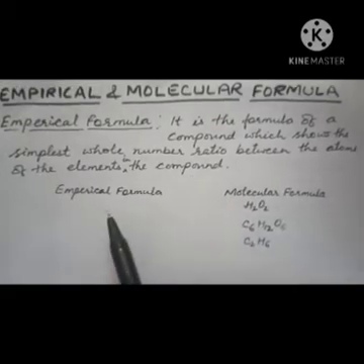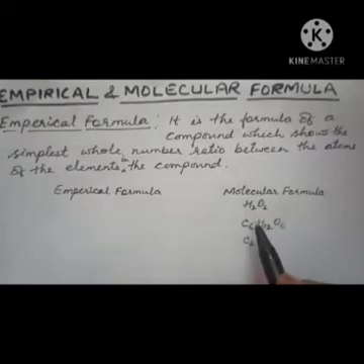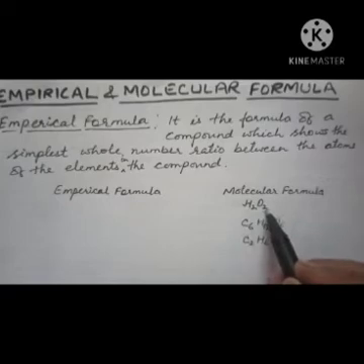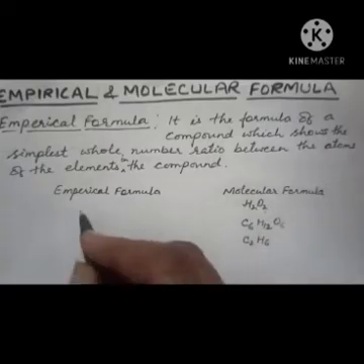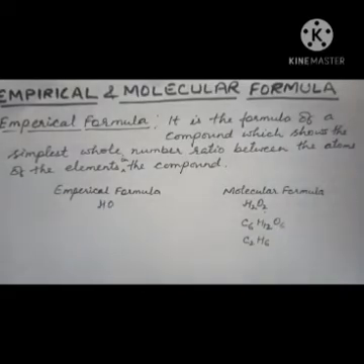So for example, suppose the molecular formula of a compound is H2O2, that is your hydrogen peroxide. Now what is the empirical formula of hydrogen peroxide? What common factor will you take here? 2. So 2 ones are 2, 2 ones are 2. 1 is left. So the empirical formula of this compound is HO. Right?